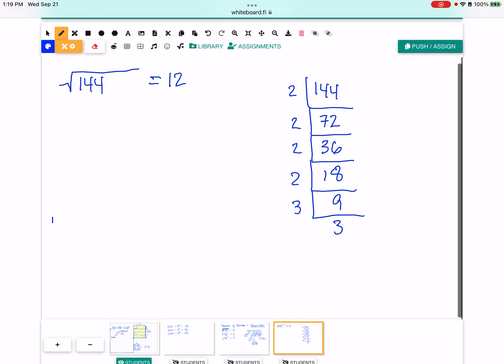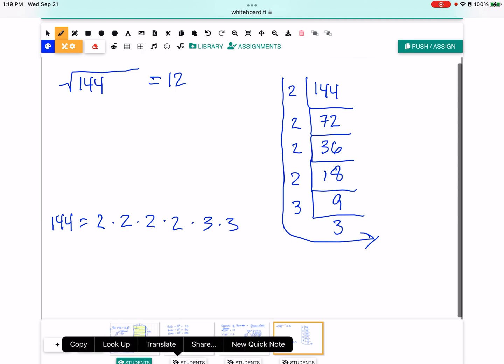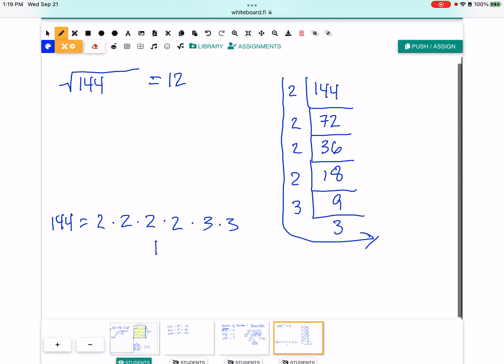So 144 is the same as 2 times 2 times 2 times 2 times 3 times 3, right? That got all of the factors that we were able to pull out of 144. And I'm allowed to rearrange them. And so I'm going to rearrange them like this: 2 times 2 times 3 times 2 times 2 times 3. Okay?